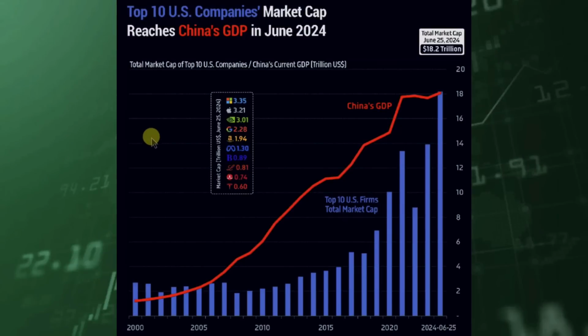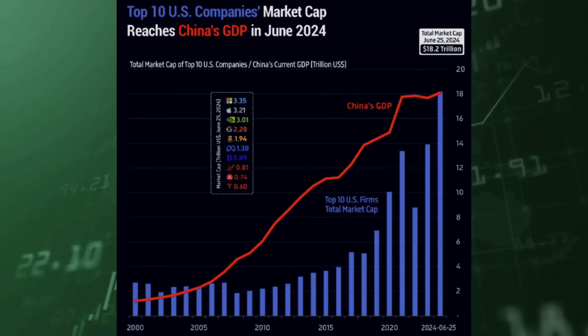I found this chart to be quite interesting. If you look at the top 10 US companies, they just reached China's GDP here in 2024. So the top 10 US firms as far as total market cap, that's pretty wild stuff here. You can see total market cap June 25th, $18.2 trillion.